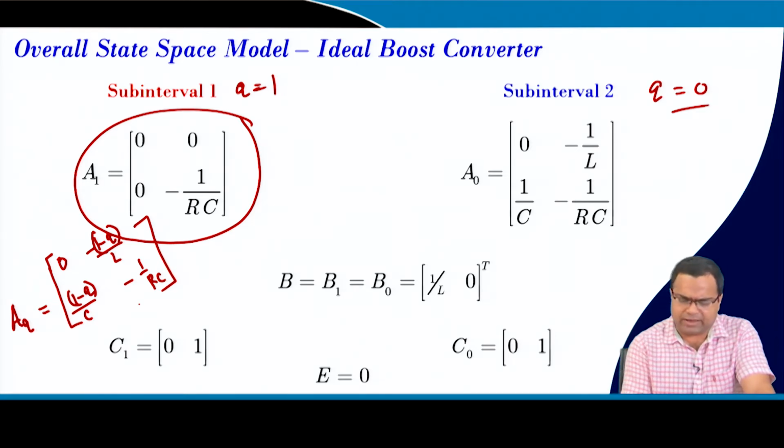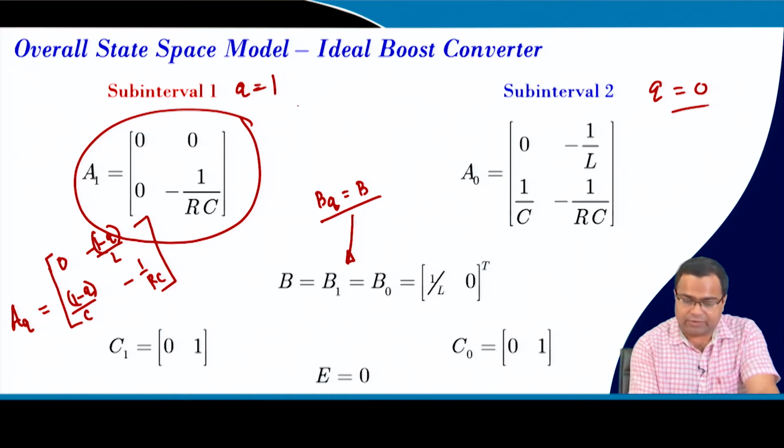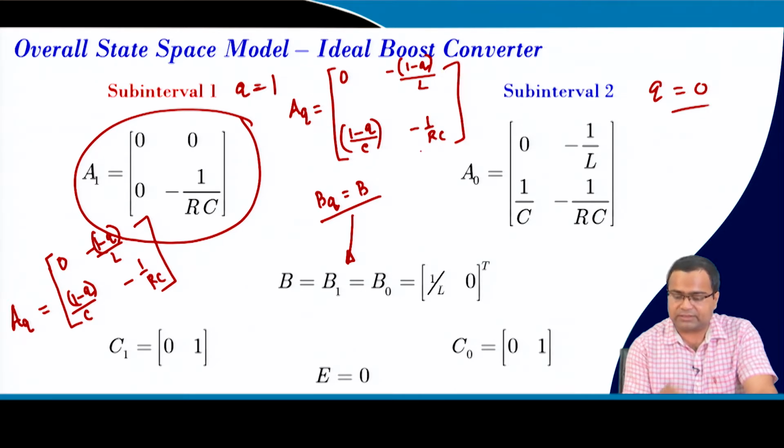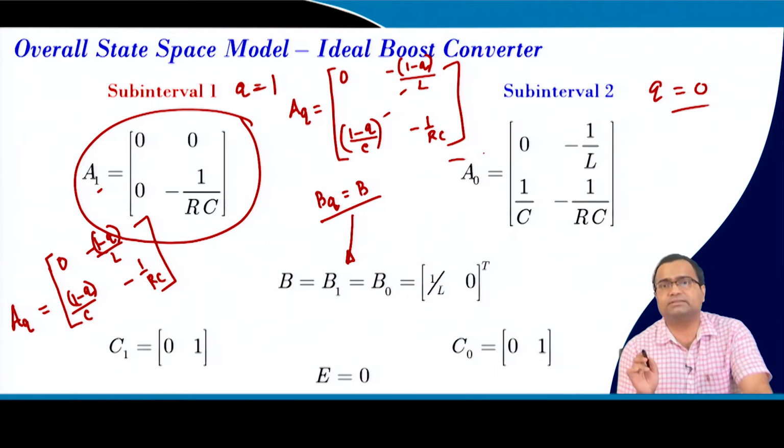Okay? And BQ is simply your B matrix. This is your B matrix. So, that means AQ, if we write once again, AQ if we write neatly, 0, minus 1 by Q by L, 1 by Q by C, minus 1 by RC. That means when the Q is 1, this is 0, this is 0. So, we are getting A1. When Q is 0, then we are getting this.